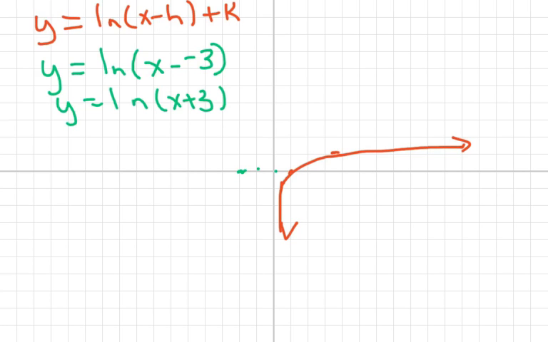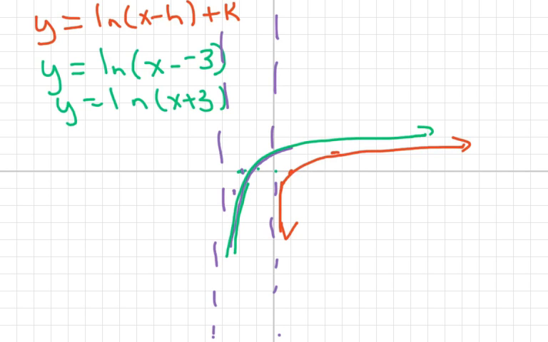Remember that we had a vertical asymptote at x equals 0. So now we're going to have it at negative 3. I'll move this over 3, this goes over 3, and this point goes over 3. So it's something like that. We shifted the whole thing over to the left by 3. That's a horizontal shift to the left.